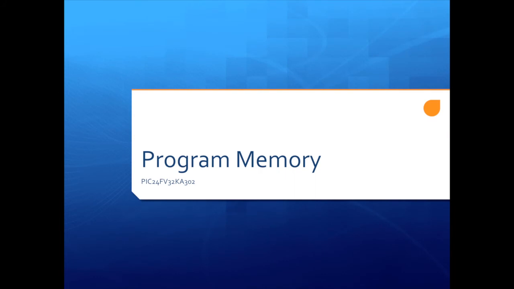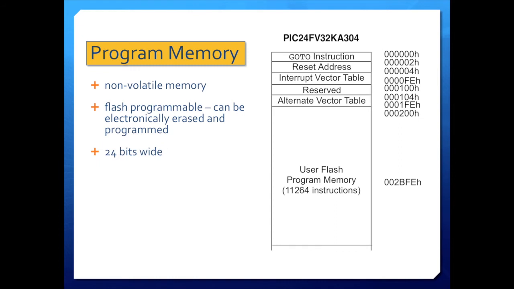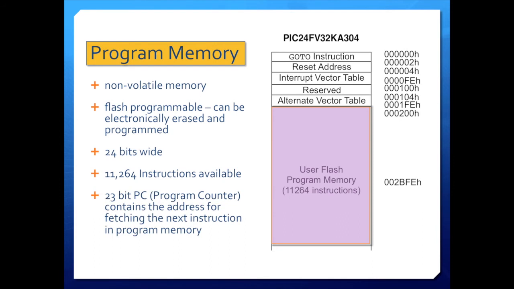Let's look at program memory. Program memory is non-volatile memory, so it's permanently etched into the flash memory of the PIC, and it can be electronically erased and reprogrammed multiple times. We've already said it's 24 bits wide, and as a result, we have exactly 11,264 instructions available. That's where all our programs go. We will very rarely ever have to worry about running out of space when writing our programs. The 23-bit program counter contains the address for fetching the next instruction in program memory. That's the significance of the PC.